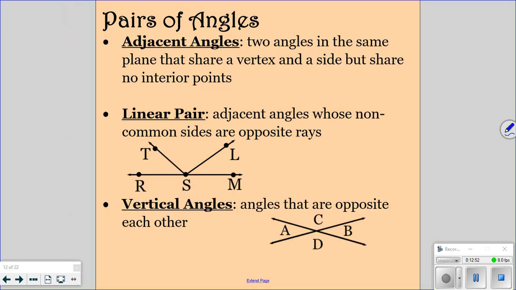And then vertical angles are going to be angles that are opposite of each other. So angle A and B are vertical angles, and angles C and D are vertical angles. They are across from each other. Vertical angles are always congruent to each other. So if this is 30 degrees, then angle B is also 30 degrees. And if angle C is 150, then angle D has to be 150.